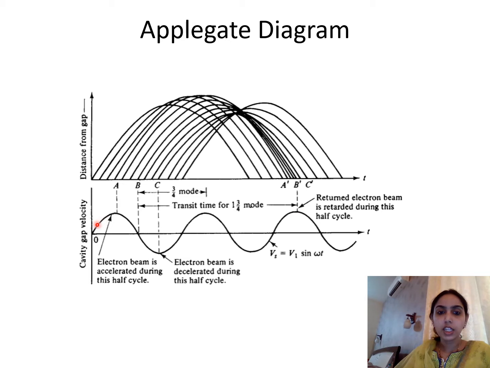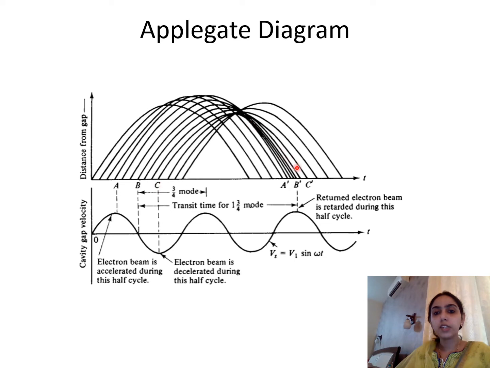We have already seen that some electrons are getting accelerated when the cavity gap voltage is positive, some electrons are getting decelerated during the negative half cycle, and some electrons are not subjected to any change in modulation, that is, when the cavity gap voltage is 0. The figure represents the distance from the repeller gap against time, and we can see that bunching occurs at a later time for all of these: the early electron, reference electron and late electron.